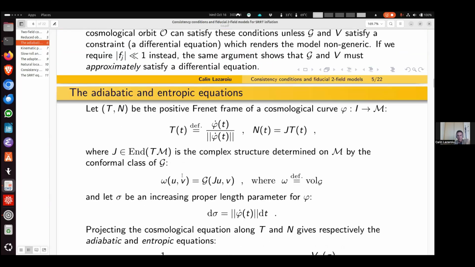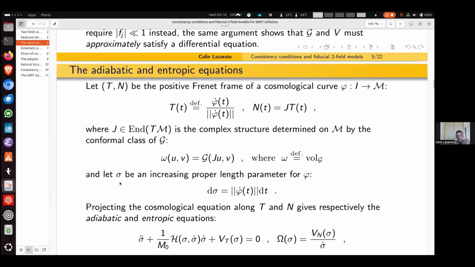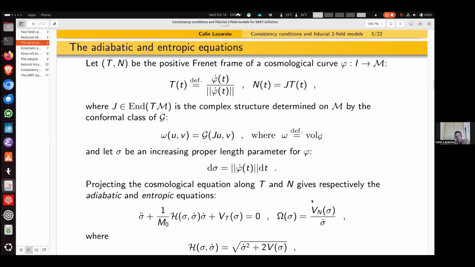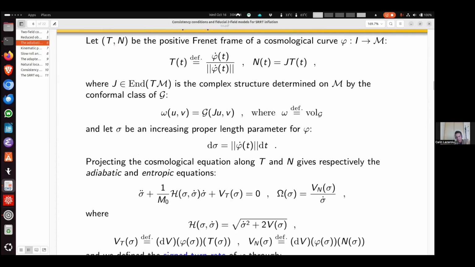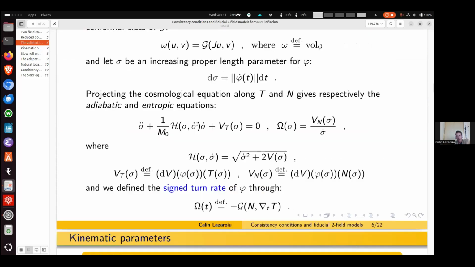So, with all these preparations, let sigma be an increasing proper length parameter for phi. Therefore, d sigma is the norm of phi dot of t times dt. Okay. Then, if you look at the cosmological equations I wrote before, you can project them, of course, along the directions determined by the tangent vector and this positive normal vector, T and N. And you get two equations. These two equations are called the adiabatic and entropic equations in the cosmology literature, and I wrote them here.